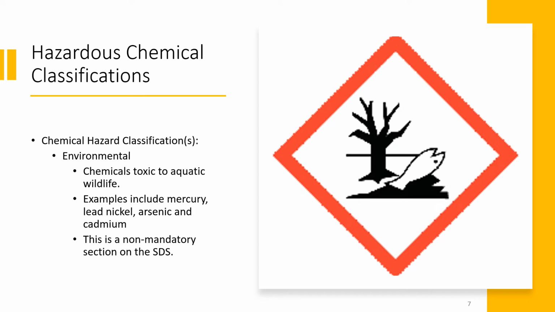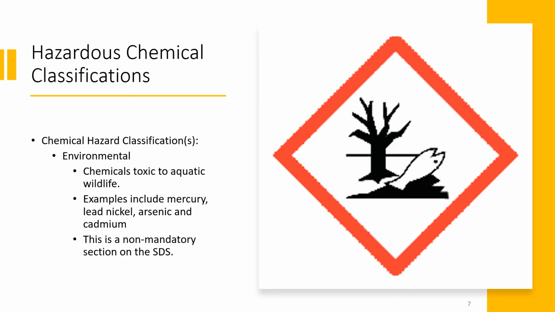Environmental. Here we have what looks like a dead fish in a river, and it appears to be a dead tree on there. So I would say, oh, this is not good, because I see a dead fish and a dead tree. Let's look at the definition of this one. Environmental are chemicals that are toxic to aquatic wildlife.